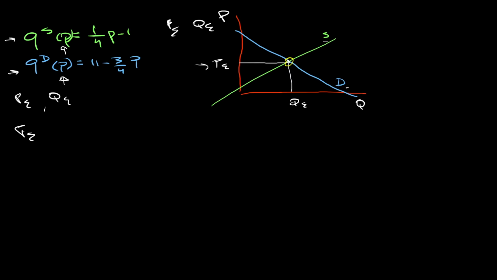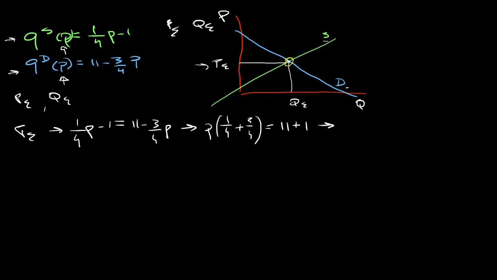To solve for the price in equilibrium, the first thing we do is equate one expression to another. So it's 1/4 P minus 1 equals 11 minus 3/4 P. We solve the expression and aggregate the P, so we have 1/4 plus 3/4 P equals 11 plus 1. This is equal to 1 P, so P equals 12. Our price in equilibrium is equal to 12. This point here is 12.